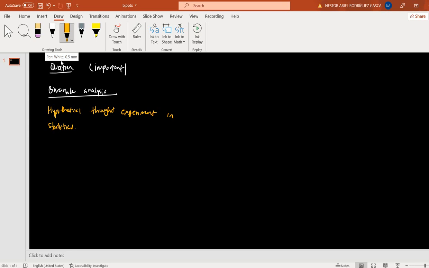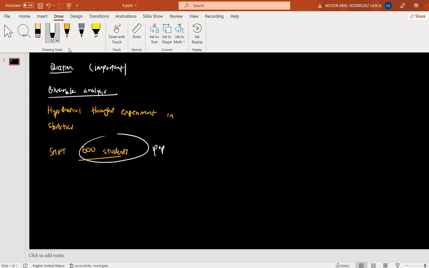So it's about this. Imagine that in a single shift we have 600 students, which is roughly the amount of students that we have in a single shift. So that's my population, right? This is the population on a single shift. From this population, I'm gonna take a sample of just, let's say, 15 students. And as we know, this is known as a sample from my population.